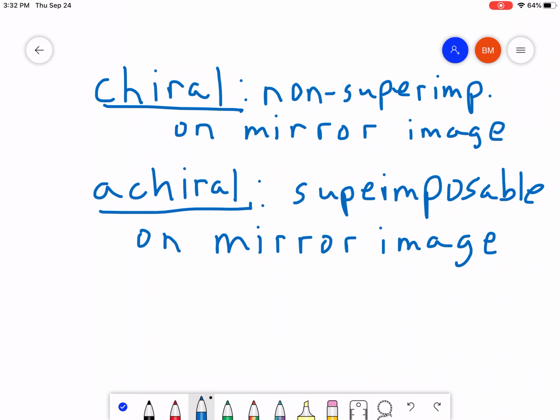And there's a good diagram of this in your book. I'll just refer you to your book, chapter 5. All right, the socks can perfectly match up, so they're superimposable. So we would say the socks are achiral.